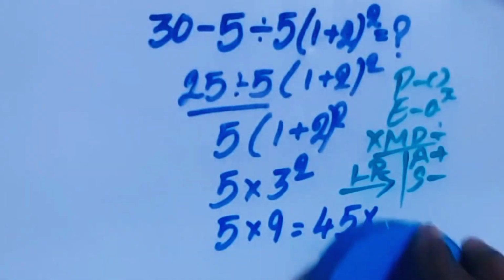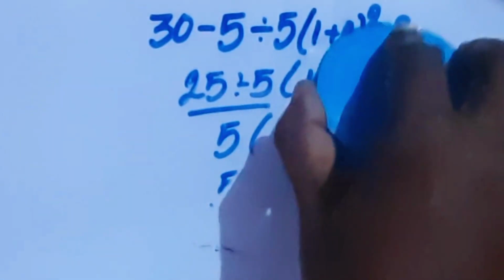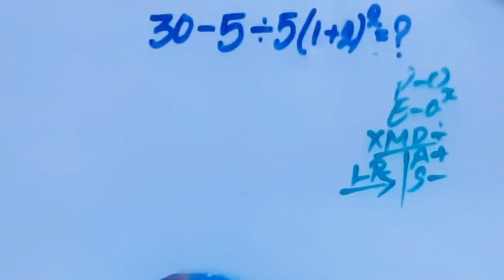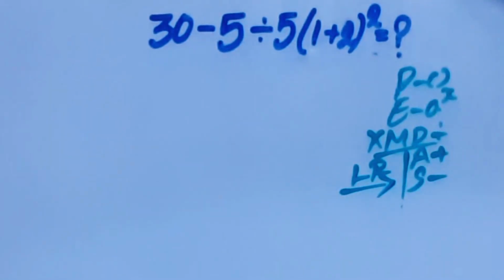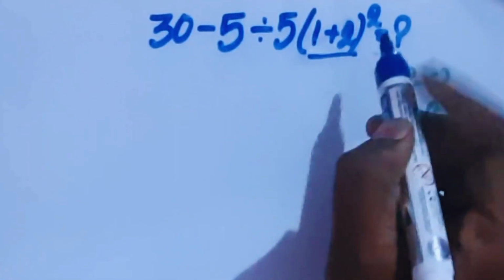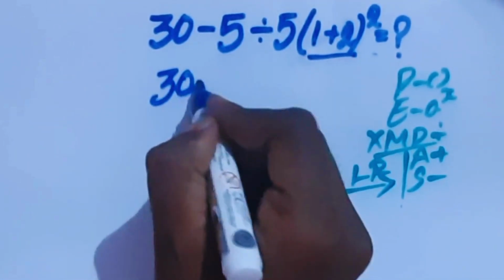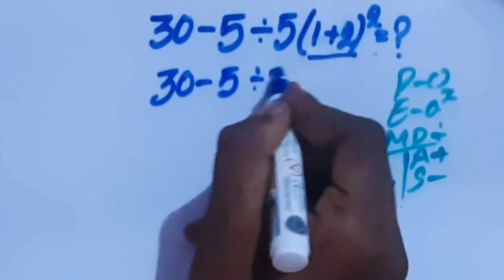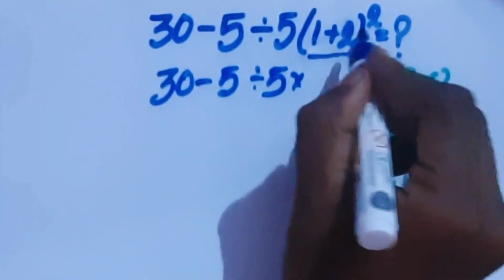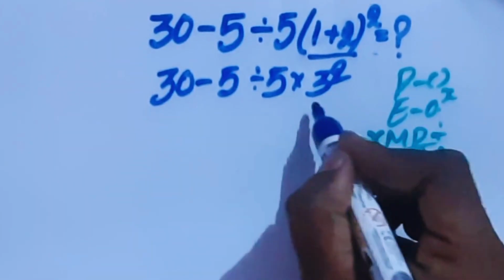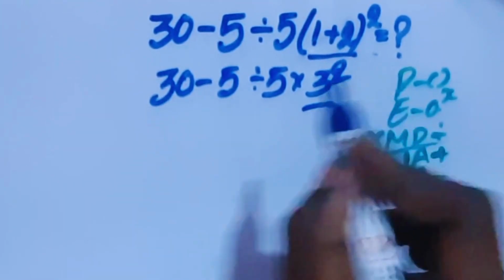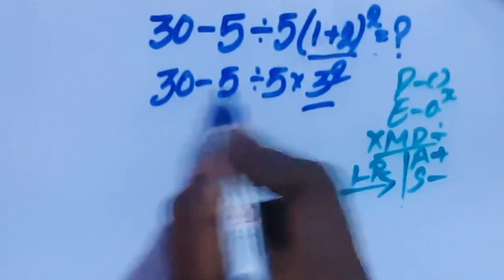Now we are going to solve this problem in the correct way by using this order of operations, PEMDAS. Here, as per this order of operations PEMDAS, the bracket is higher priority. So we have to do this bracket before this operation. Here 30 minus 5 divided by 5 times (1 plus 2) is 3 square. Here the next priority is exponent. We have exponent here, 3 to the power of 2. We have to do this 3 to the power of 2 before this operation.